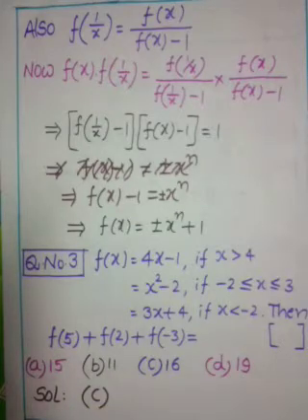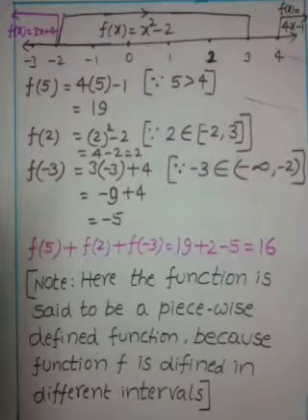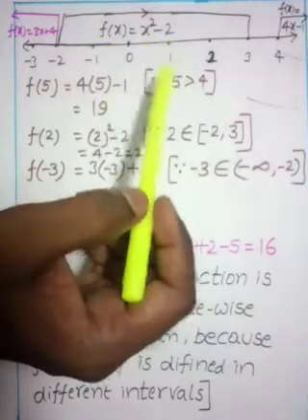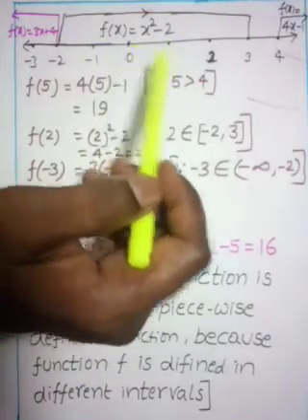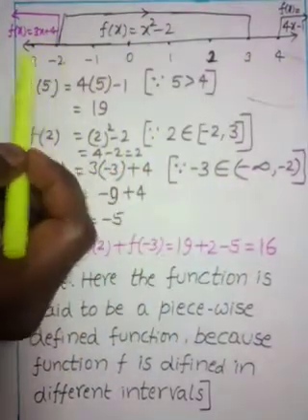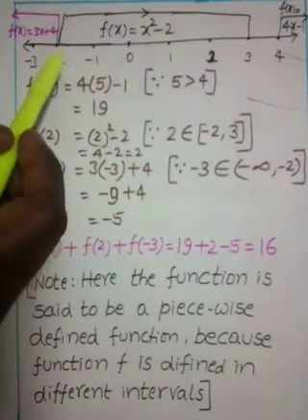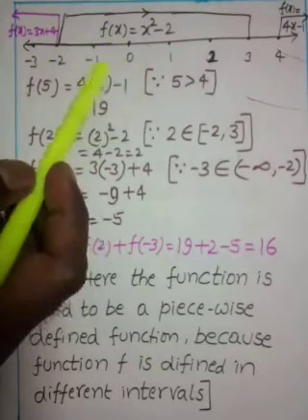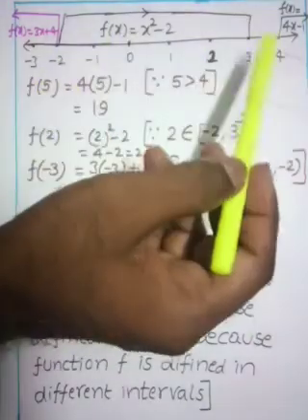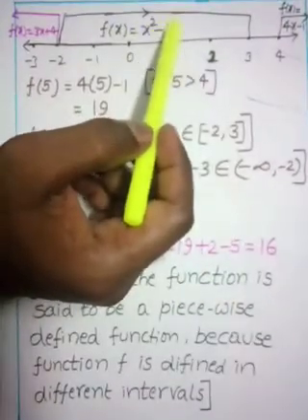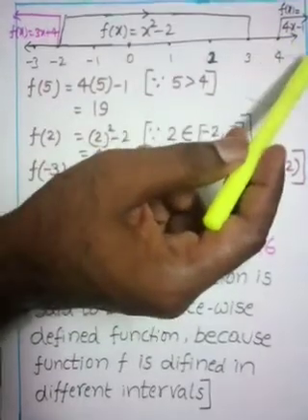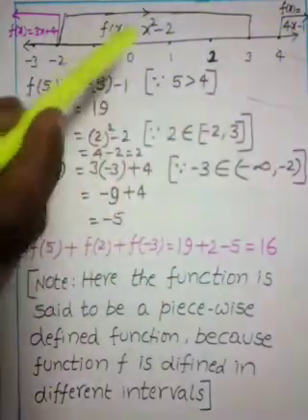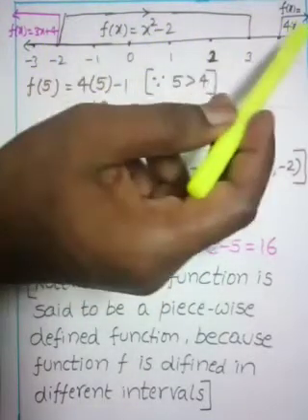Now see here, I have drawn the number line. On this number line, I marked the numbers also: 0, 1, 2, 3, 4, minus 1, minus 2, minus 3, and so on. If x is less than minus 2, f of x is 3x plus 4. If x value is lying between minus 2 and 3, then f of x is equal to x square minus 2. If x value is greater than or equal to 4, then f of x value is 4x minus 1. So, to understand the function clearly, I have drawn this number line.